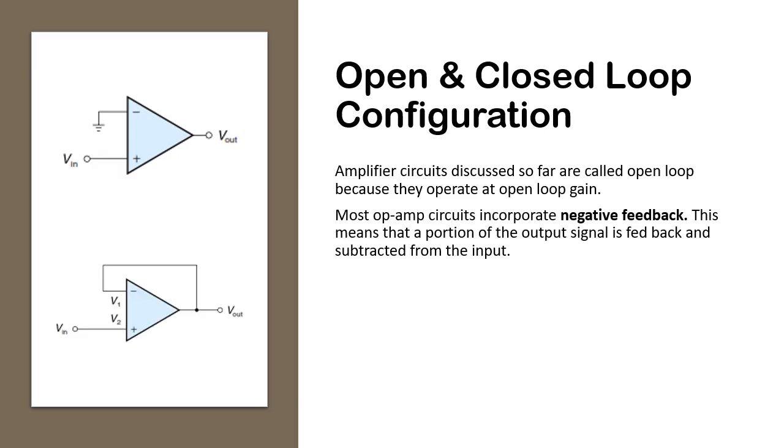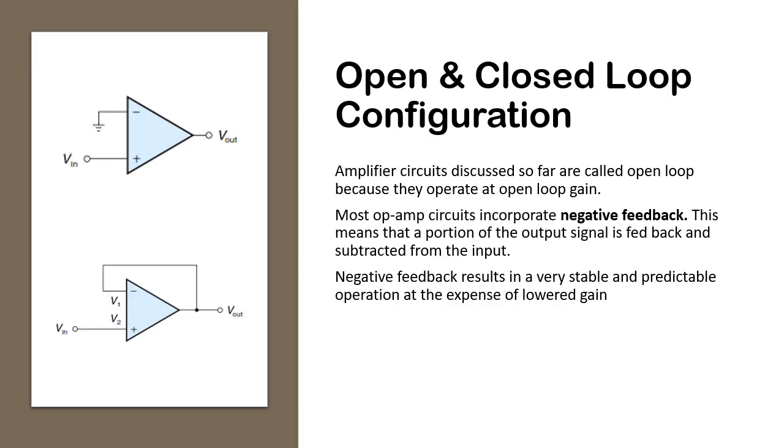Most op-amp circuits incorporate negative feedback. This means that a portion of the output signal is fed back and subtracted from the input. Negative feedback results in a very stable and predictable operation at the expense of lowered gain, which we can easily afford because the open loop gain is so high to begin with.